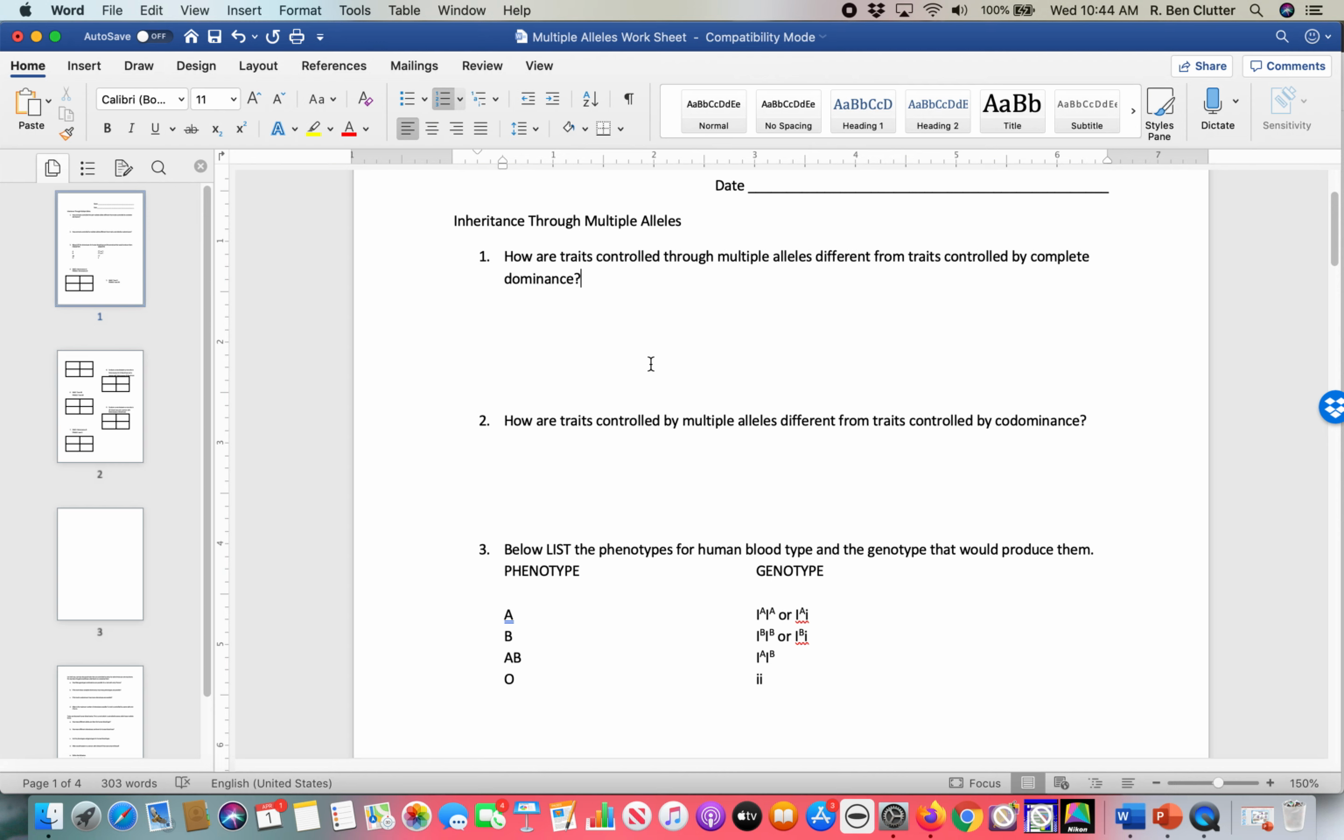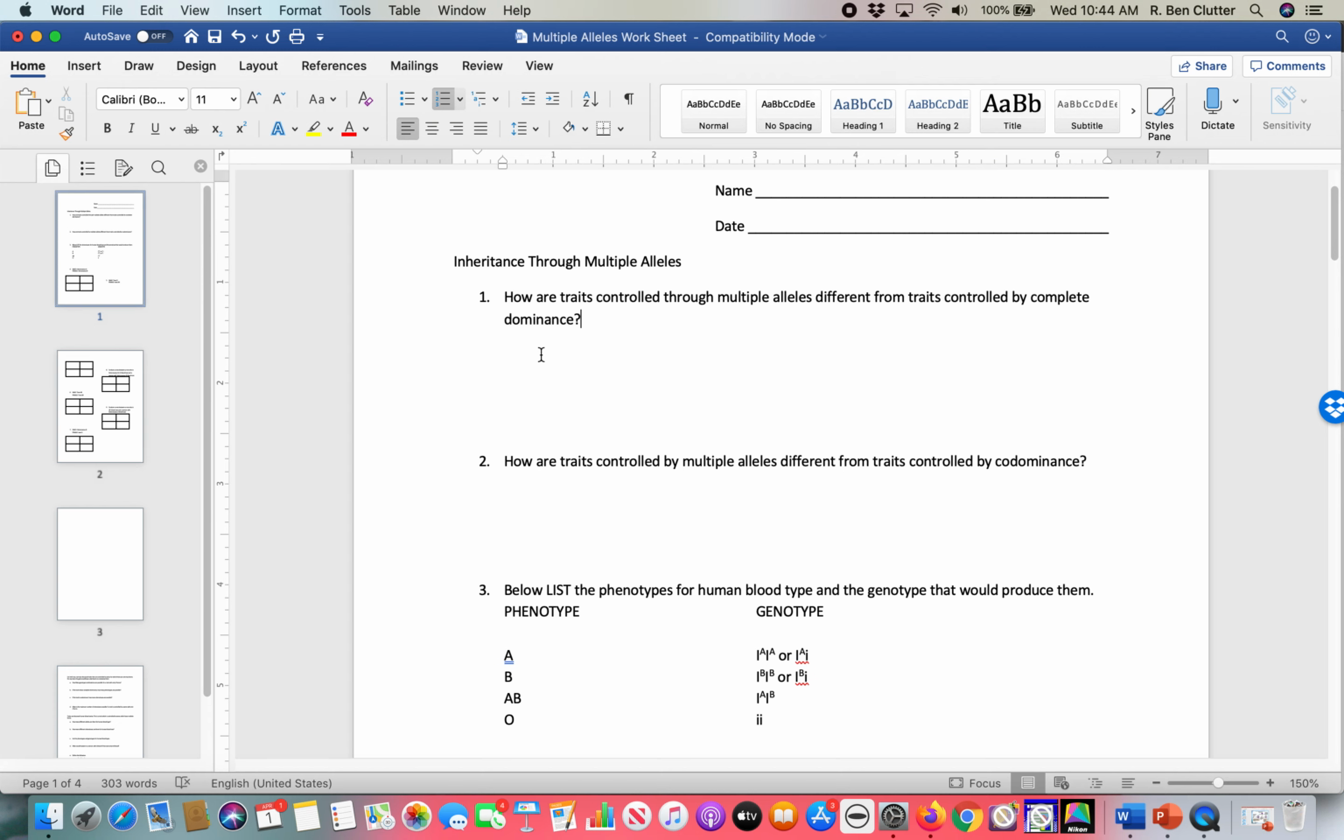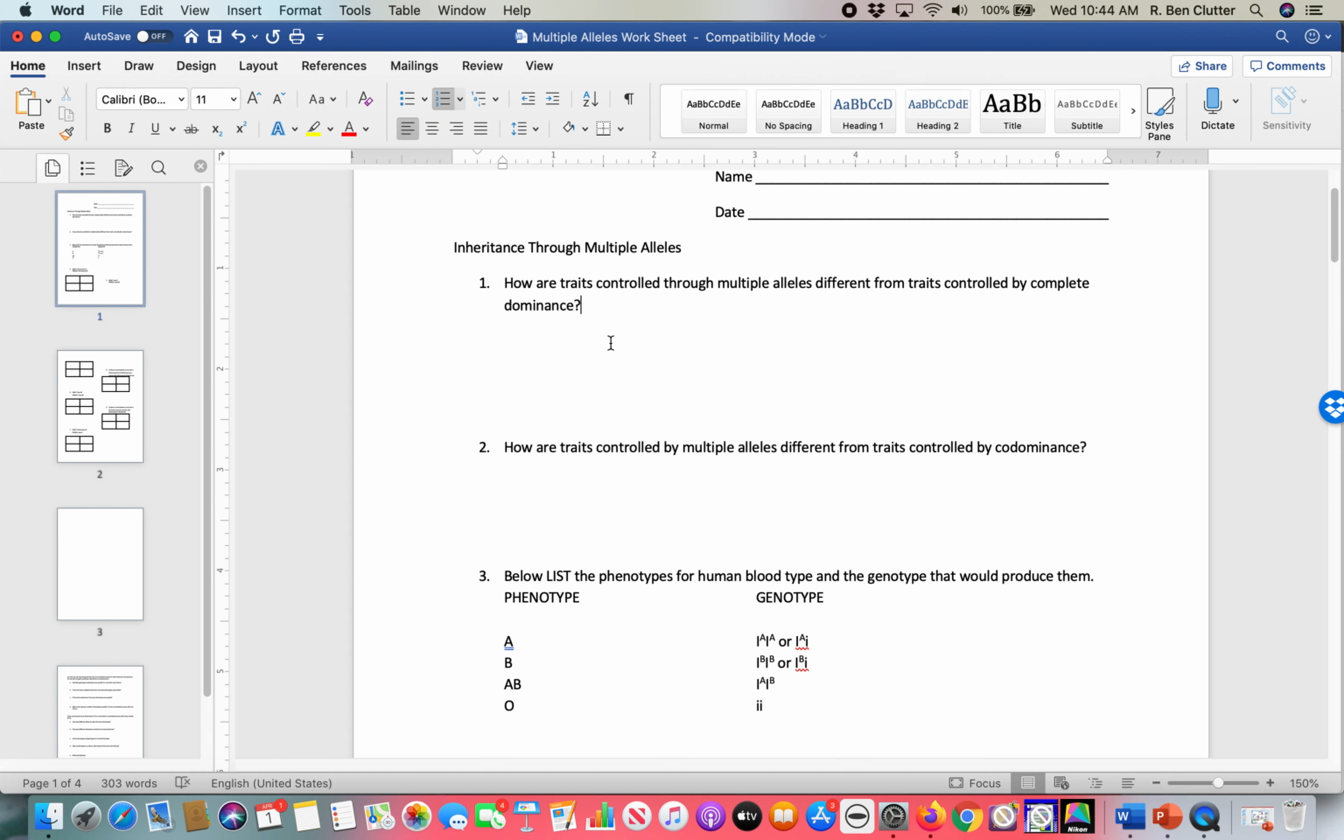Okay, so I know I didn't assign these top problems on your homework, so let's start here with the homework. I know I didn't assign these, but I want to go over them with you, just to review what we talked about yesterday. So how are traits controlled through multiple alleles different from those controlled by complete dominance?